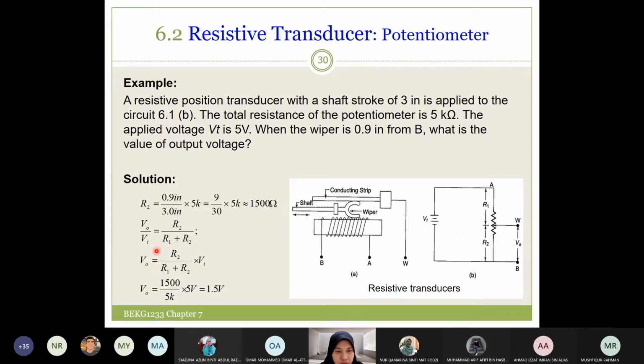Now we can calculate V out using the voltage divider principle. We substitute R2 equal to 1.5K, divided by the total resistance 5K, multiplied by the voltage source, which is 5. So we get 1.5 volts.